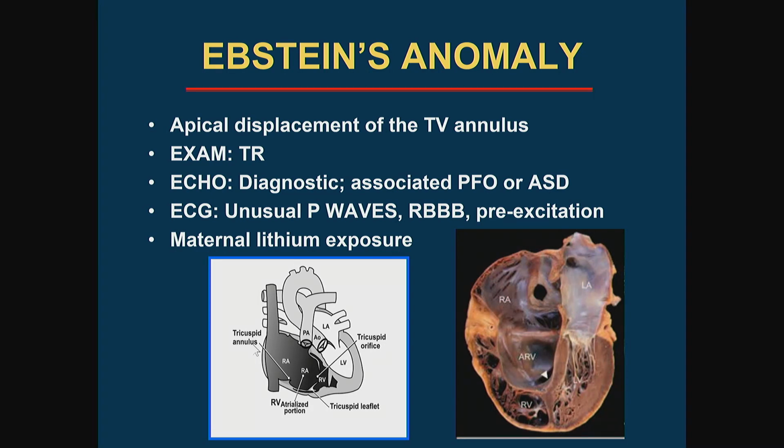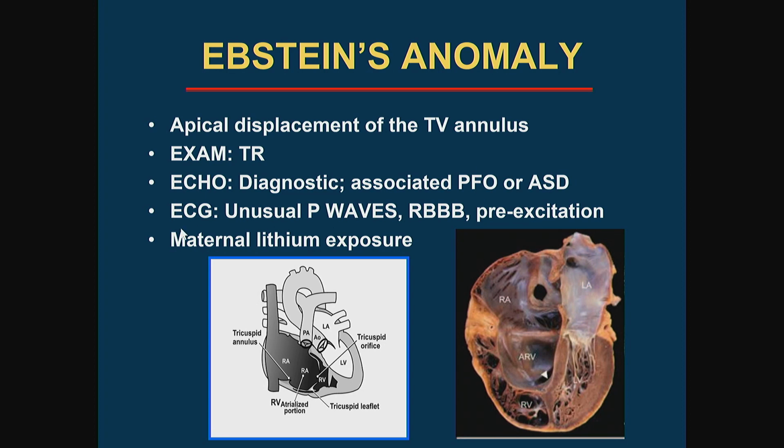This is almost invariably associated with severe tricuspid regurgitation, and that is apparent on physical exam. This is the pathologic specimen of a patient with Epstein anomaly that shows you the atrialized portion of the right ventricle and the marked right ventricular enlargement. On echocardiography, you can see this image and the typical apical displacement of the tricuspid valve leaflets. And you can also detect associated anomalies that are commonly seen, including a patent foramen ovale or an atrial septal defect.